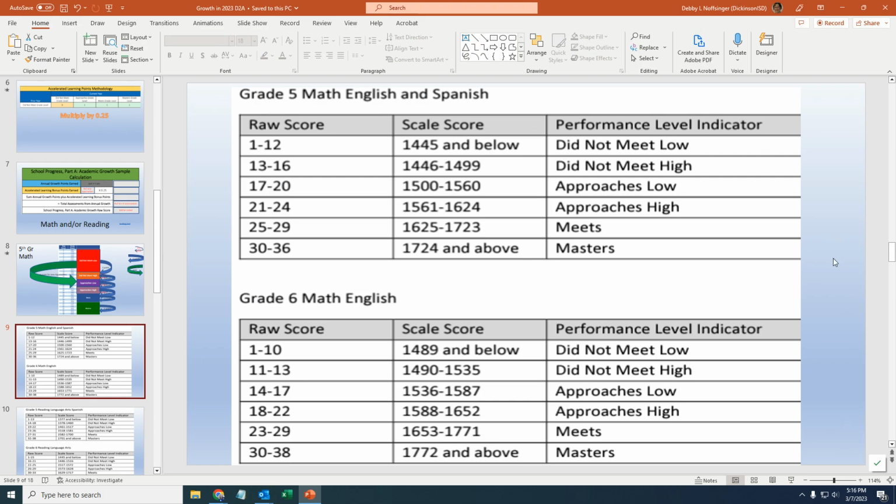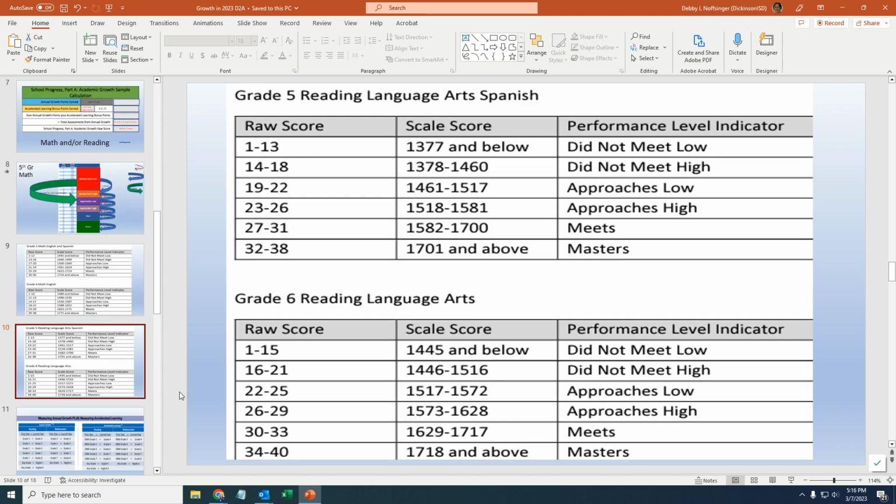This is how it breaks out in raw score for 5th grade math, whether it is the English or the Spanish test. Here is how those raw scores break out in the performance level. This is 6th grade math, and of course we don't take 6th grade math in Spanish, we only take it in English. So here's an example of how those raw scores come out. Here is 5th grade reading language arts, and this is in English or Spanish.